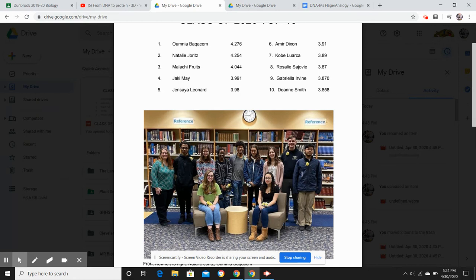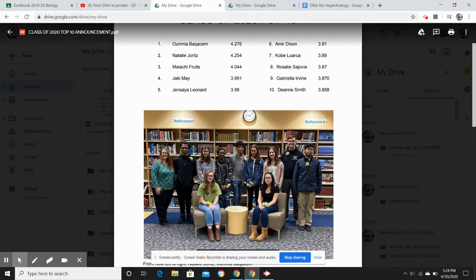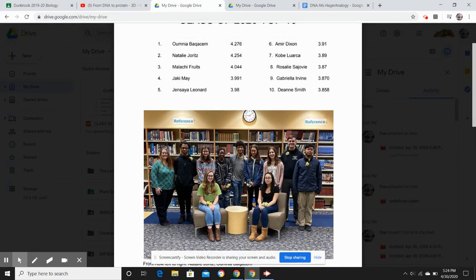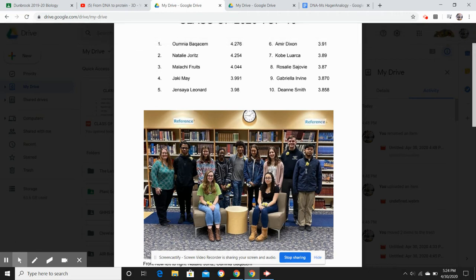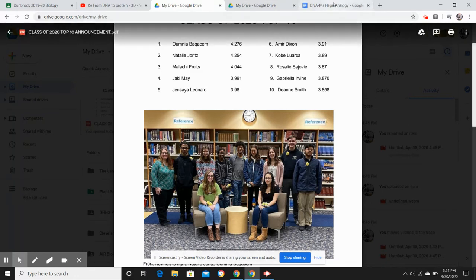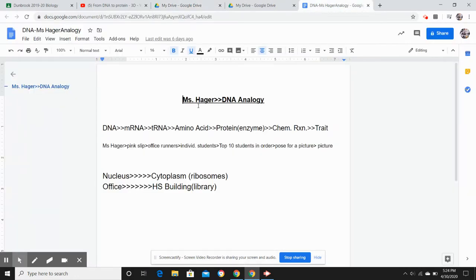We want them all to assemble in the correct order and take a picture in the library that can be published in the school yearbook, right? And of course, Miss Hager was in charge of getting all these kids down to the library to pose in the correct sequence to get the ultimate product, which is the picture, all right? So here was our analogy for that. Please keep this in mind.